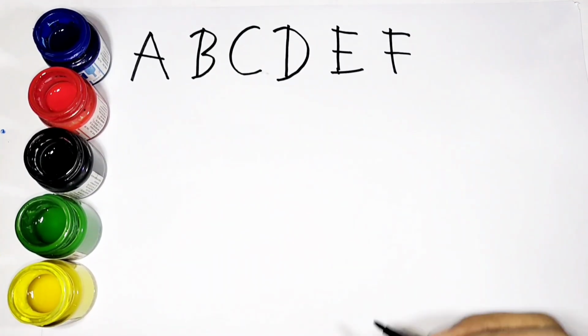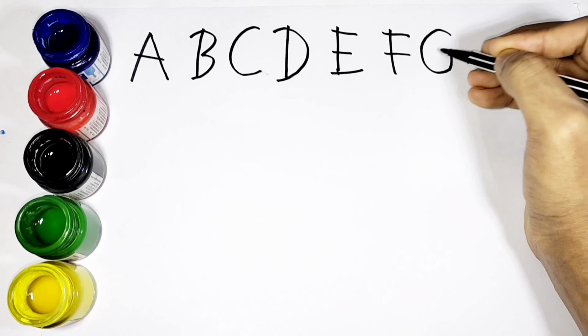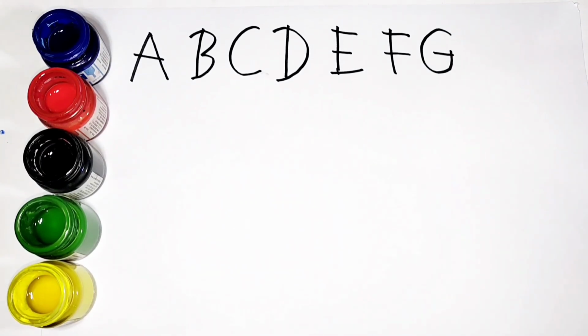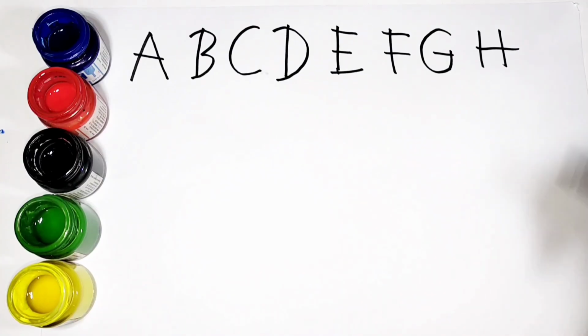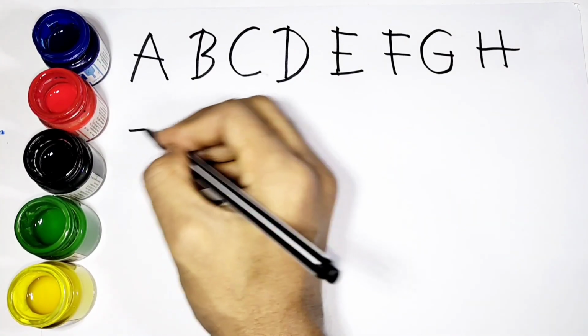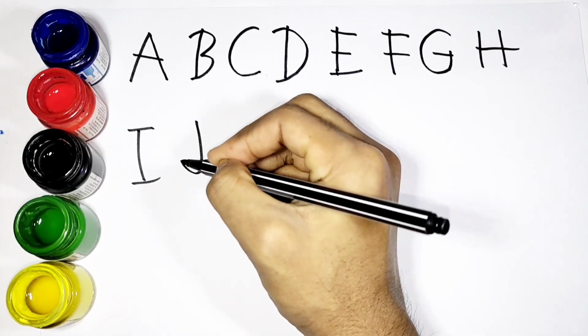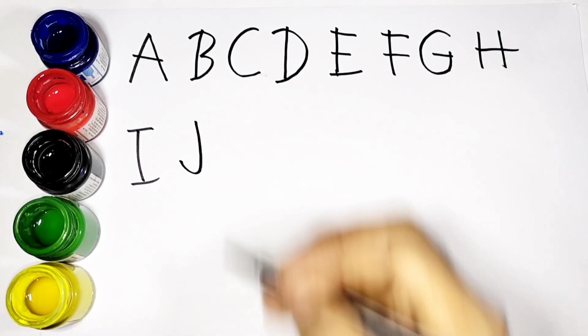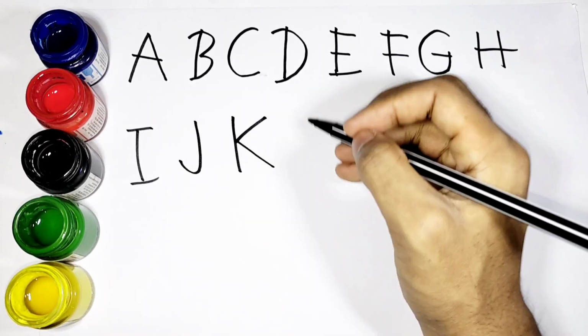And the next one is G. G for God. The next one is H. H for hand. I for eyes. Kids, now we draw J. The next one is K. K for kite.